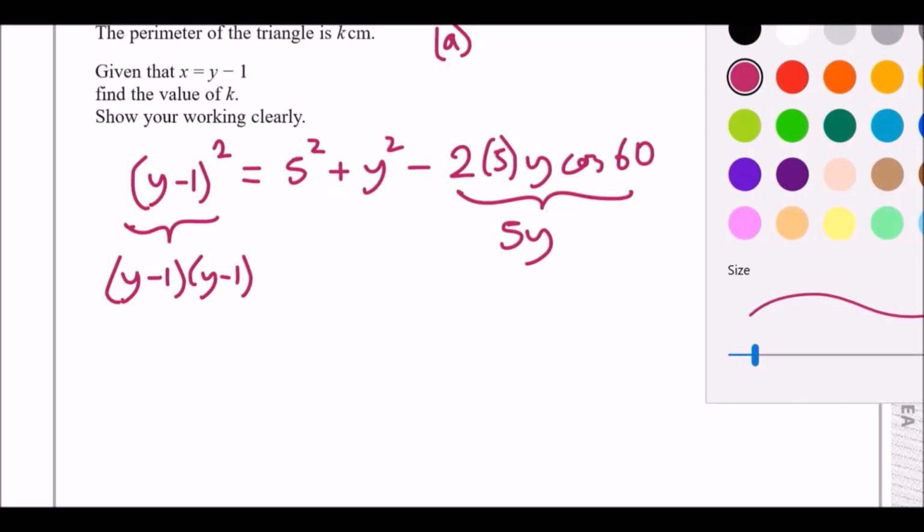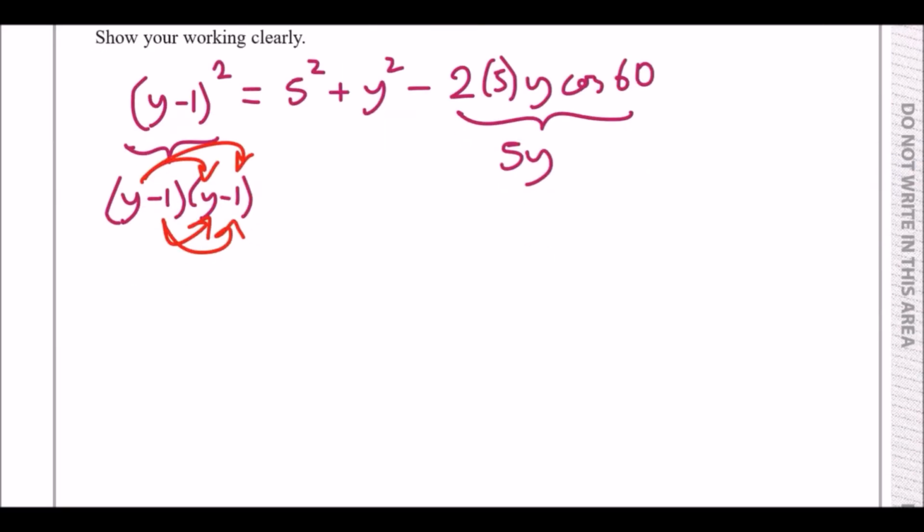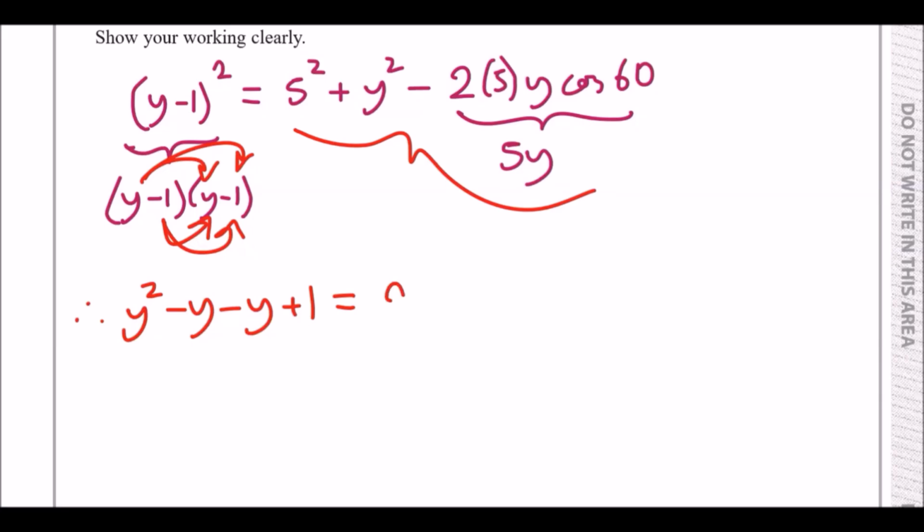And now to expand this bracket, you just multiply term by term. So y times y, times minus 1, and y, and minus 1 and minus 1. So multiplying that out, we're going to get y squared minus y minus another 1y plus 1. And it's going to equal the right hand side, which is all of this lot. So 5 squared is 25 plus y squared minus 5y.